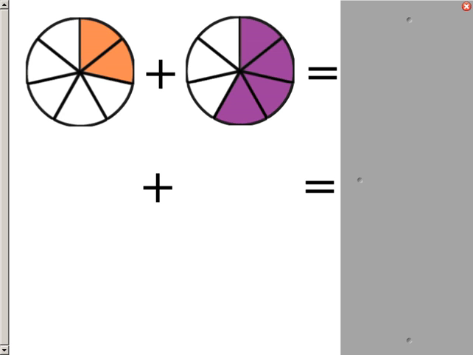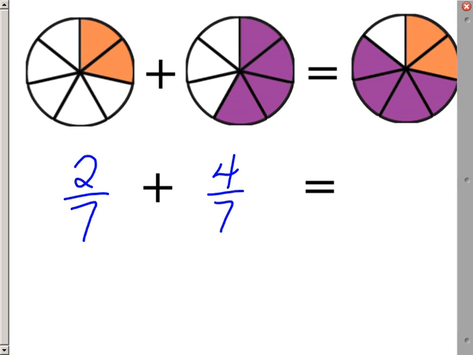When we look at this, it should be pretty easy to see that in this first picture we have 2/7 because there's 2 pieces shaded out of 7 pieces. The second picture shows 4/7. And if we put those together, we're going to end up with 6/7 or 6 out of 7 pieces shaded. Let's look at another example.